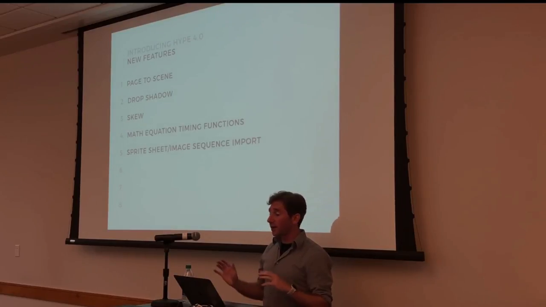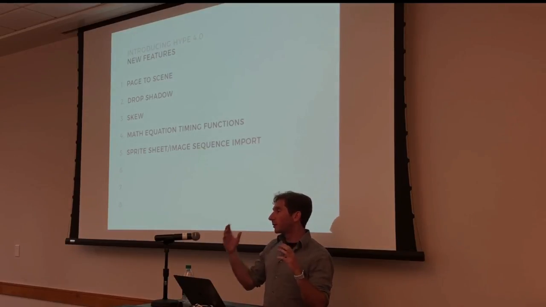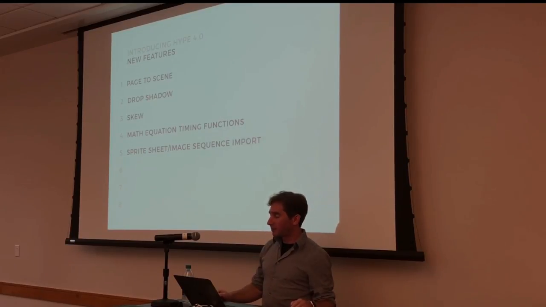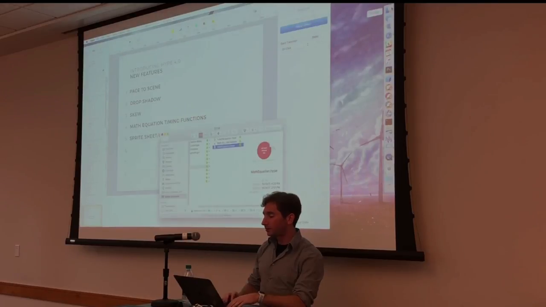So the next one, this is one of our top feature requests, is the ability to import sprite sheets or image sequences. So often you may compose an animation in a different tool. It might be a hand-drawn animation, it might be pixel artwork, it might be, let's say, a 3D object that you took photos of at 72 different angles that you wanted to import and have be interactive. And so now Hype has a way to get those kinds of animations in very easily and play back with Hype's animation system.